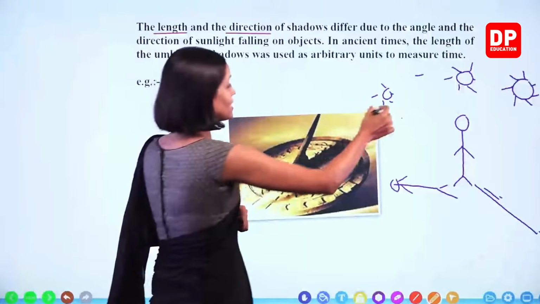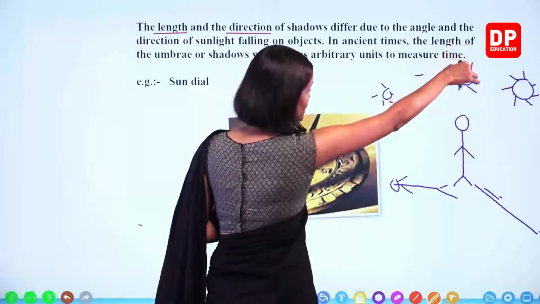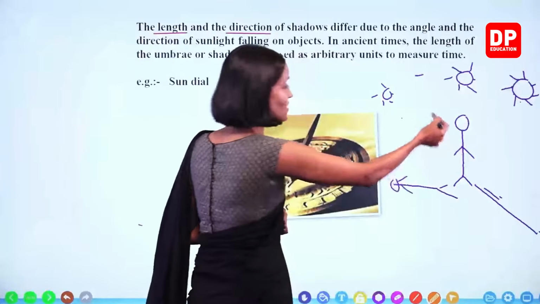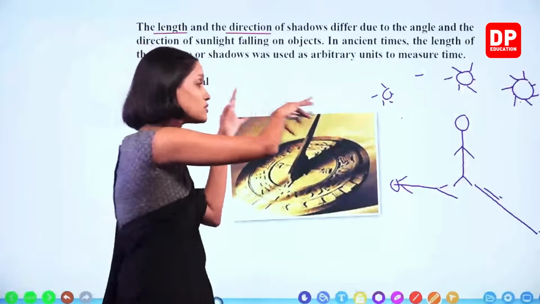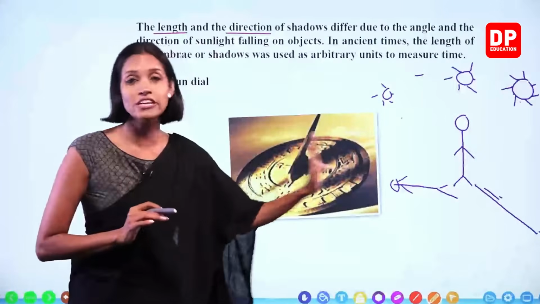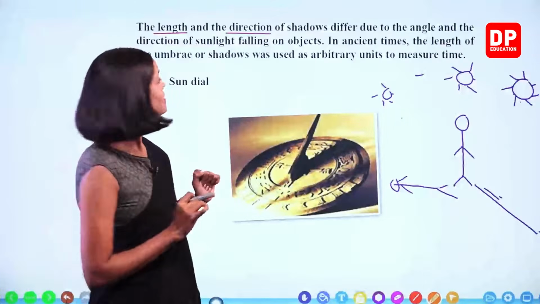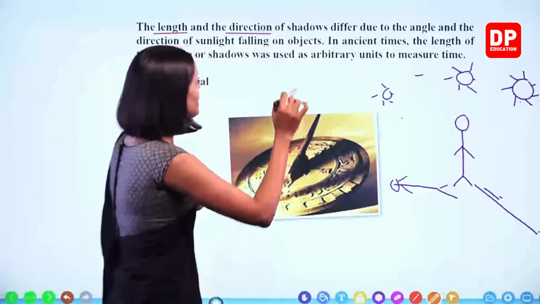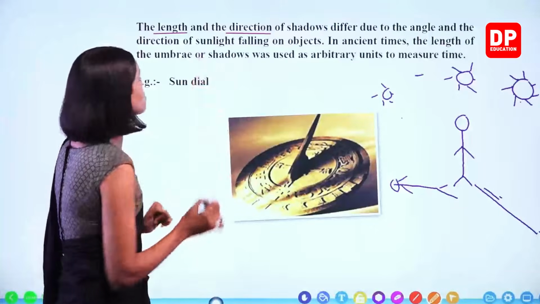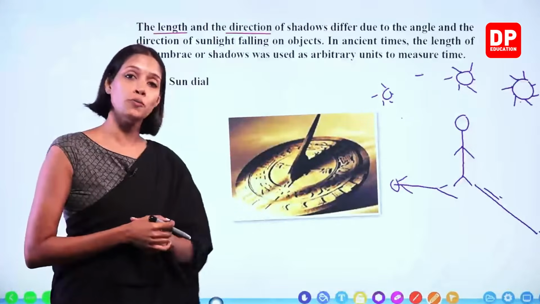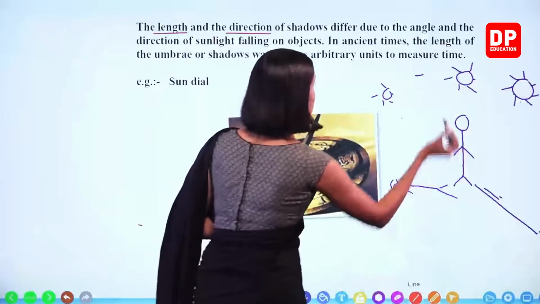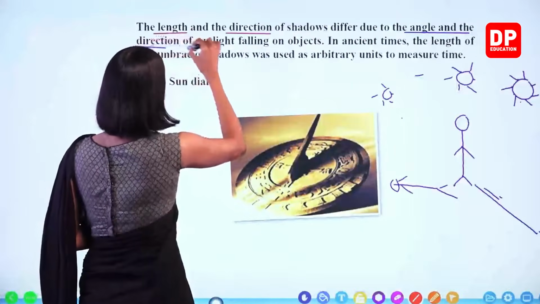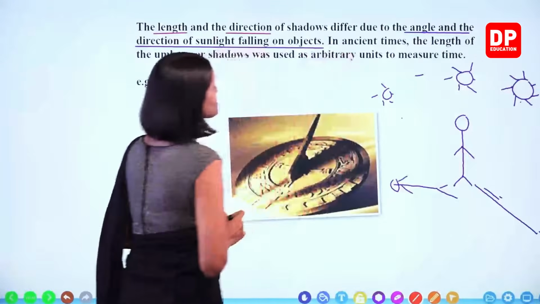Right? Now here, this is overhead. Here you get the sunlight overhead. This is with an angle. When the angle increases, the length of the shadow made also increases. Right, children? So the length and the direction of shadows differ due to the angle and the direction of sunlight falling on objects. This is very important. Right? According to the angle and the direction of sunlight falling on objects.